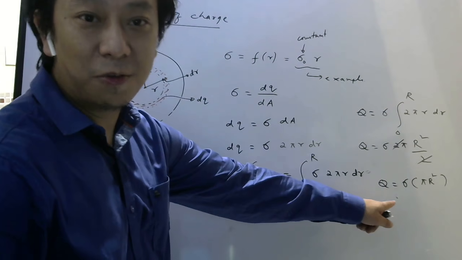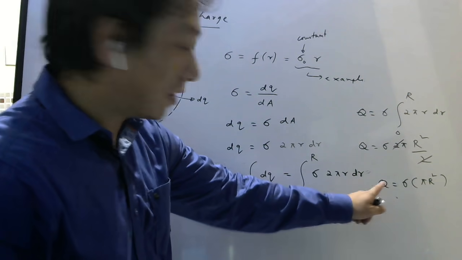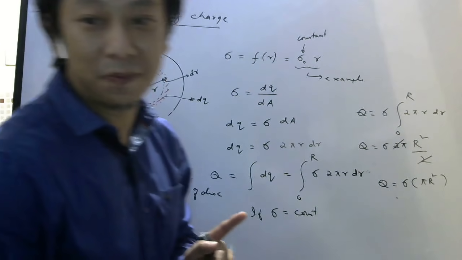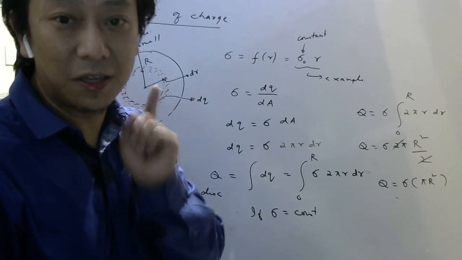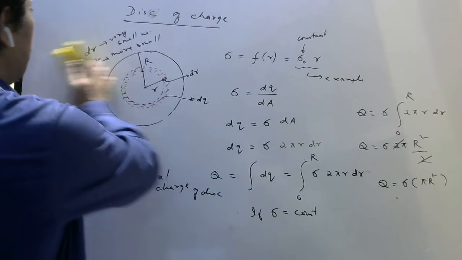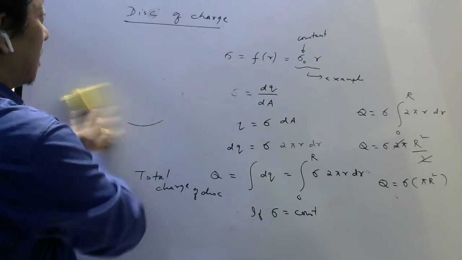This is what I have told you before. If sigma is constant, then to find the total charge, what can you do? Just multiply sigma with area. If sigma is constant, which is the surface charge density. Okay. So I hope you understood this disk of charge concept.